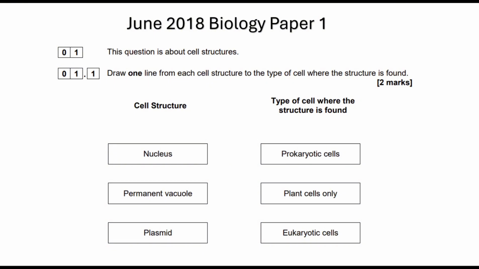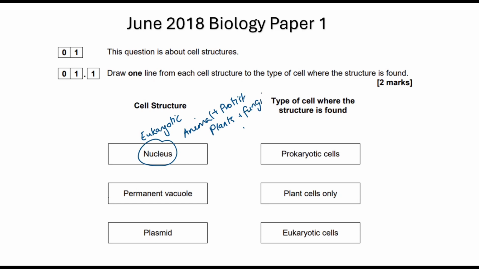So, first of all, the first question is from June 2018, Biology, paper 1. This question is about cell structures. Draw one line from each cell structure to the type of cell where the structure is found. So we've got the nucleus. Remember, we said that nuclei are only found in eukaryotic cells, which is animals and plants, and protists, plants and fungi.